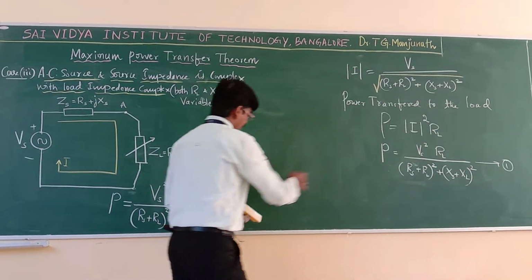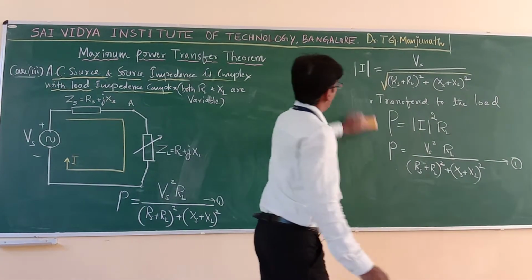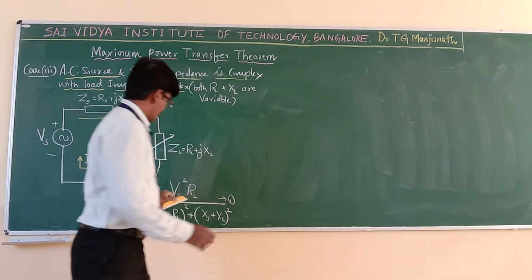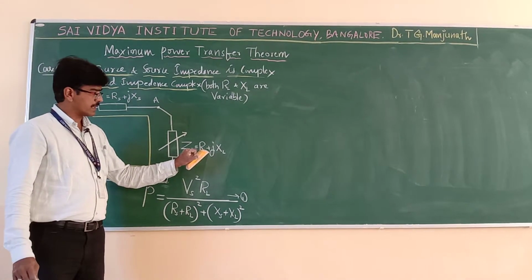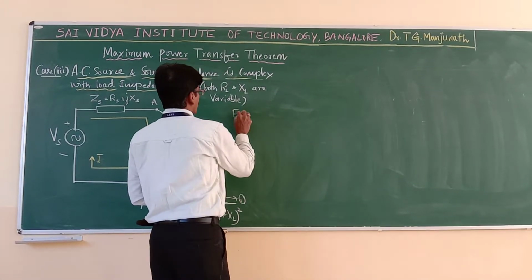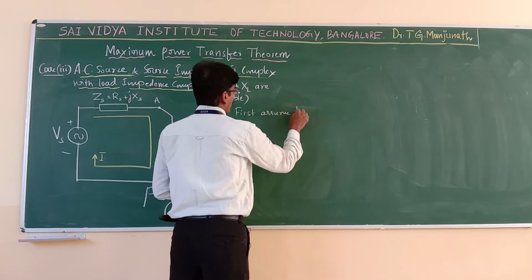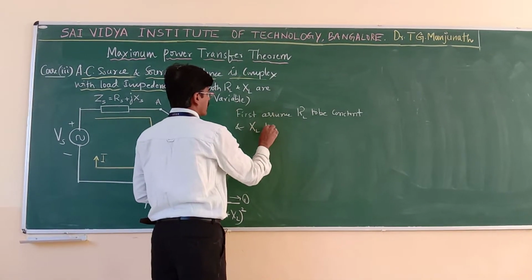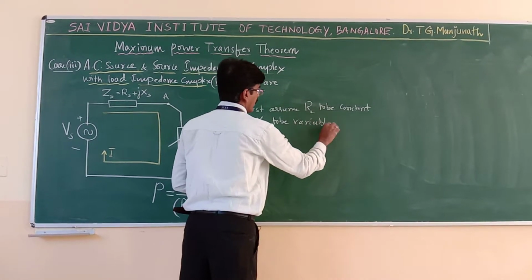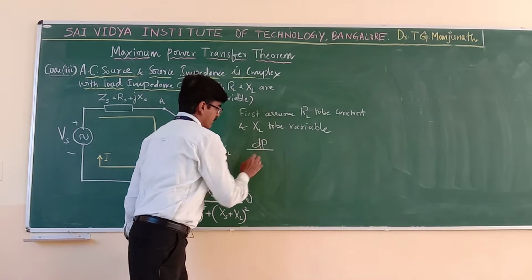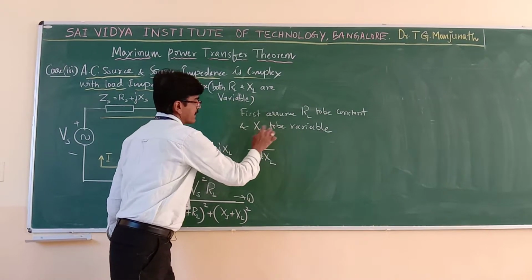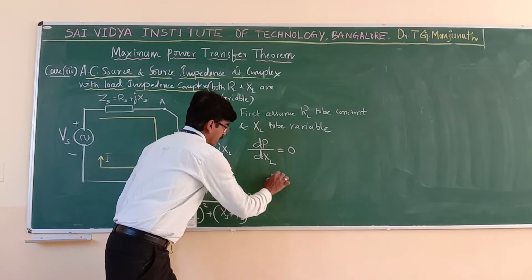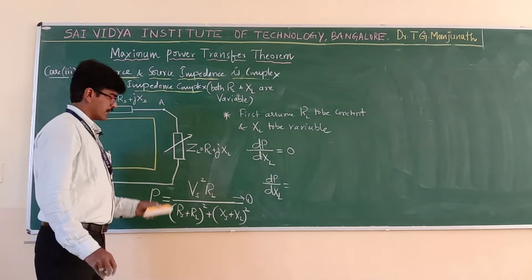Now, this power equation I have rewritten here for my convenience. Now, let us derive the condition for maximum power transfer. First, what I will do, I will assume RL to be constant and XL to be variable. Then differentiate this power equation with respect to the variable, that is XL, and then equate to 0. Okay. So, dP by dXL is equal to, anyhow this is constant.